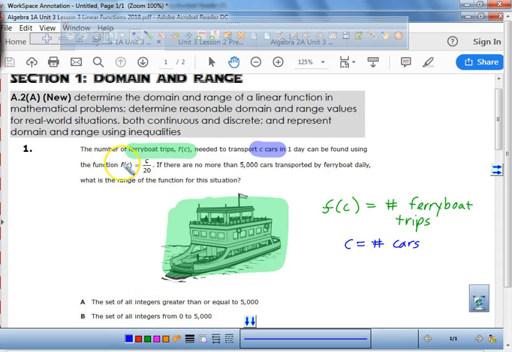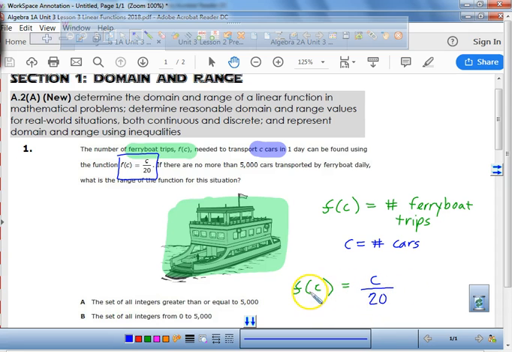Now it gives us a function right here. It says the number of trips that a ferry boat can take is equal to the number of cars that go over the number 20. What do you think that 20 represents? This is C divided by 20.